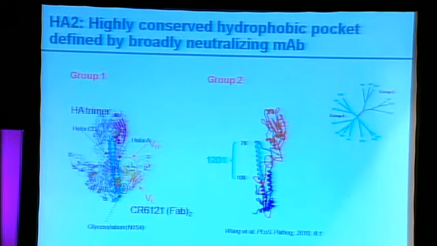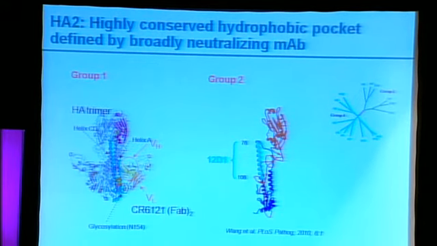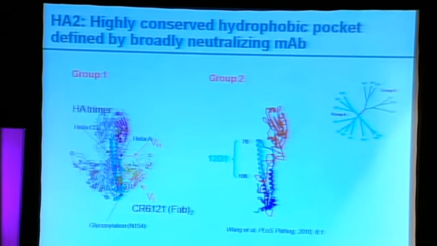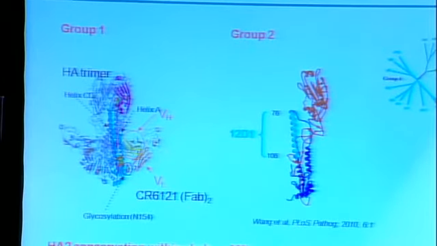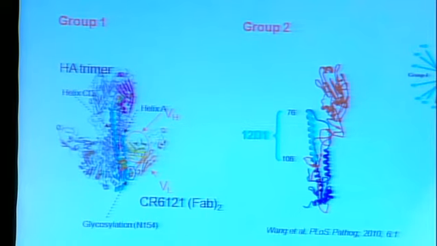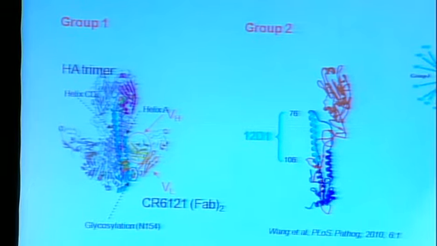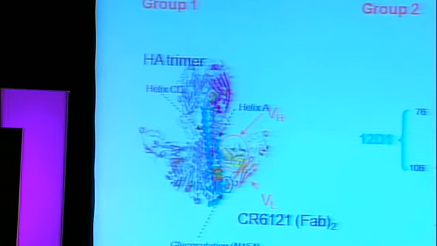Now I'm talking about HA. There's more recent data, an HA2-based approach. As you probably all know, for the last couple of years, human monoclonal antibodies against HA2 have been identified which neutralize a broad stream of flu viruses.